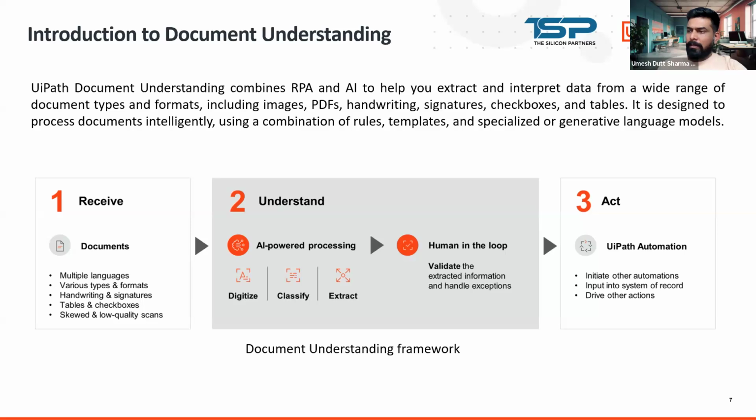Once that is done, a human in the loop can also be applied to validate whether the extracted information is correct or not. That's optional, but if required, you can apply the human in the loop as well. Once that is done, the extracted data can be used later in the process. Maybe you can send a report on the extracted data, or you can use it in a third-party system, which can include SAP, Salesforce, Oracle, or any ERP system. So that's the document understanding framework on a very high level.